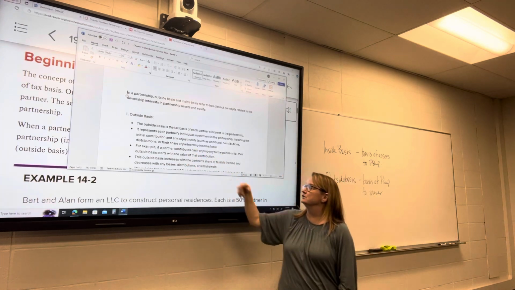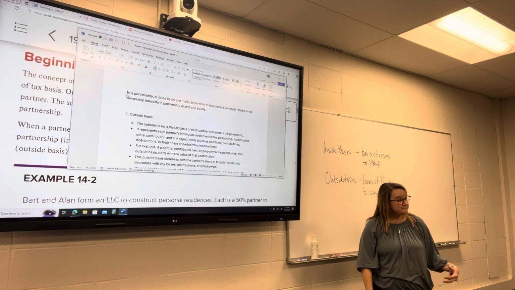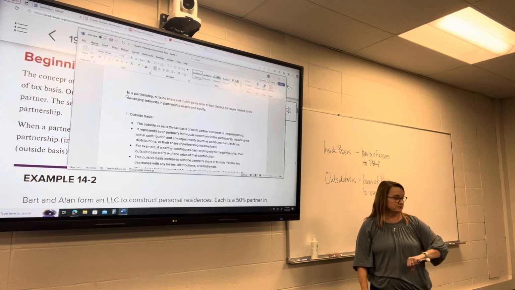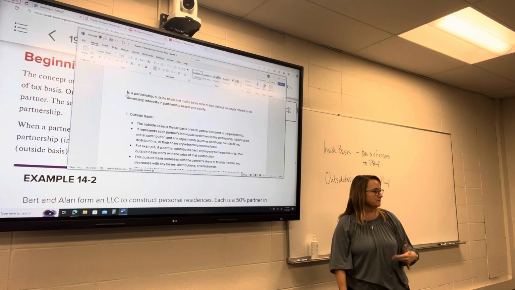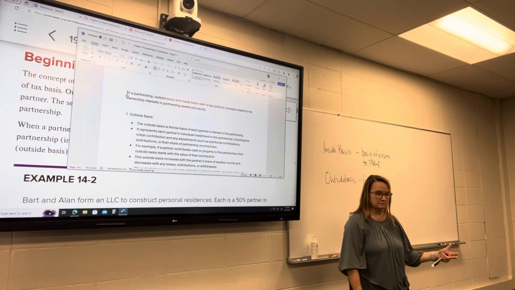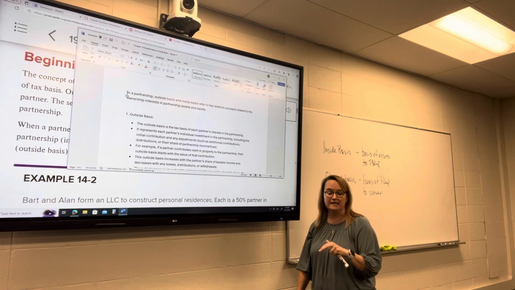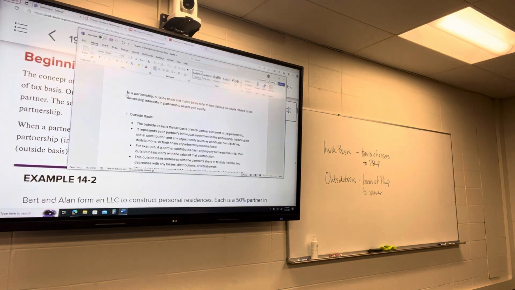Or the partner's share of any partnership income or losses. Partnership income increases a partner's basis. Partnership losses decrease a partner's basis. Again, income increases it because the partner is going to pay tax on it. Losses decrease it because the partner is going to get a tax advantage of not having to pay tax. It's going to offset other income.